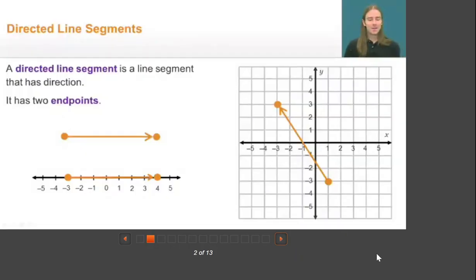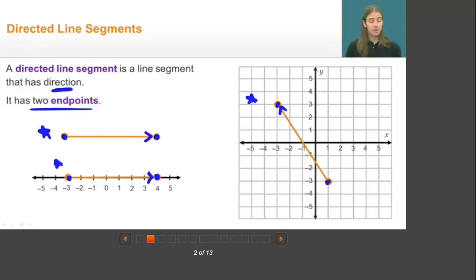A directed line segment is a line segment that has a direction. And we can see right here that we've got three examples of directed line segments that I'd like to tell you a few things about. First up, all directed line segments have two endpoints, just like an ordinary line segment. And we can see them right here. We think of those endpoints as being part of the directed line segment. Directed line segments also have a direction, and we indicate that direction with the arrow on the tip.